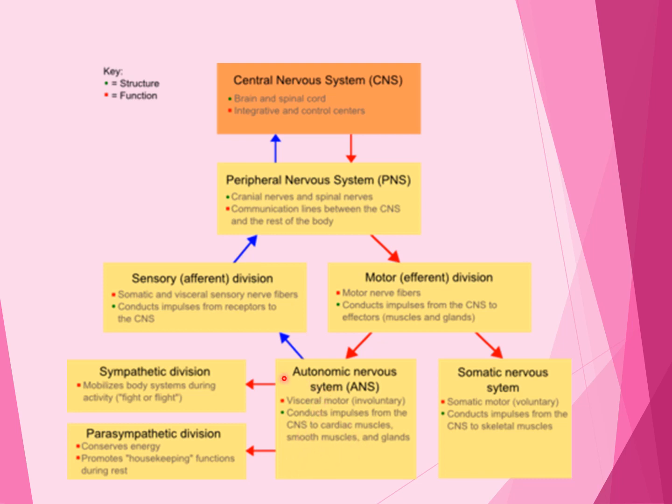Now the autonomic nervous system is again divided into two parts, sympathetic division and parasympathetic division. Now the sympathetic division mobilizes the body system during activity through fight or flight reaction. So it is also known as catabolic nervous system. Now the parasympathetic nervous system conserves energy and promotes the housekeeping functions during rest. So because of that, the parasympathetic nervous system is sometimes also known as anabolic nervous system.